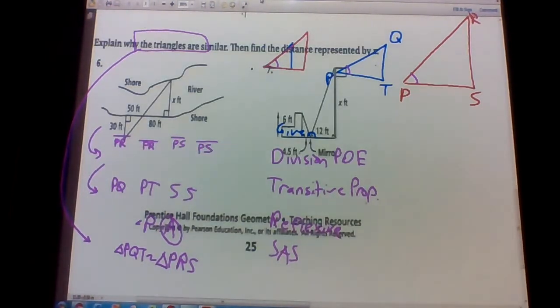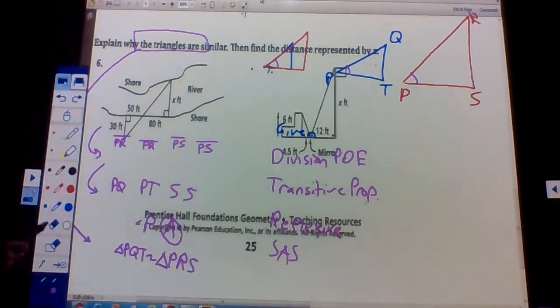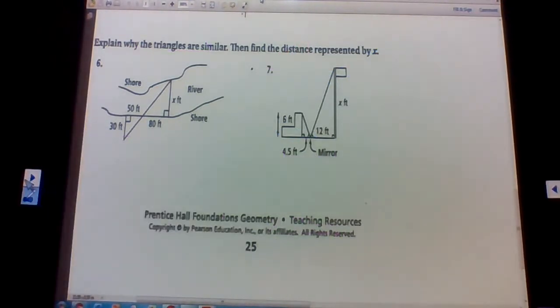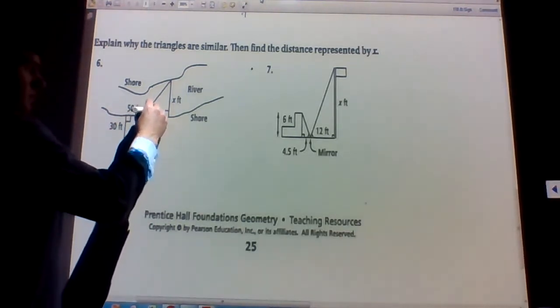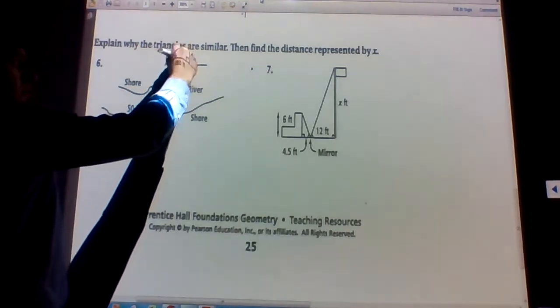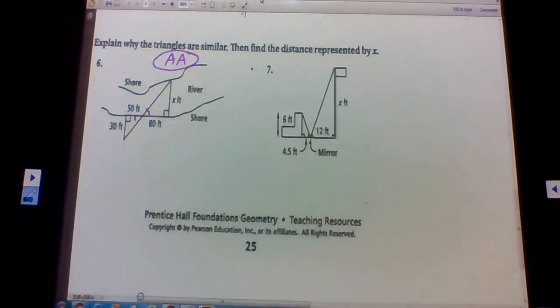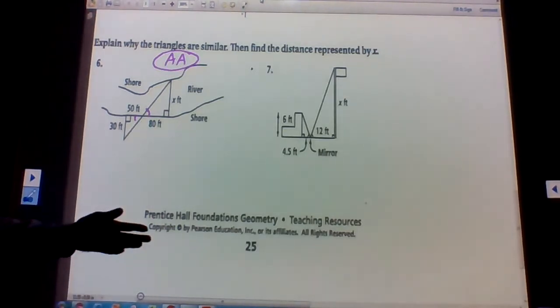6 and 7. Explain why the triangles are similar, then find the distance between them. So they give you one pair of angles, but you can fill in vertical angles. So that's angle-angle similarity. Tells us the triangles are similar. If the triangles are similar, we know the sides are proportional, so we can set up a proportion.